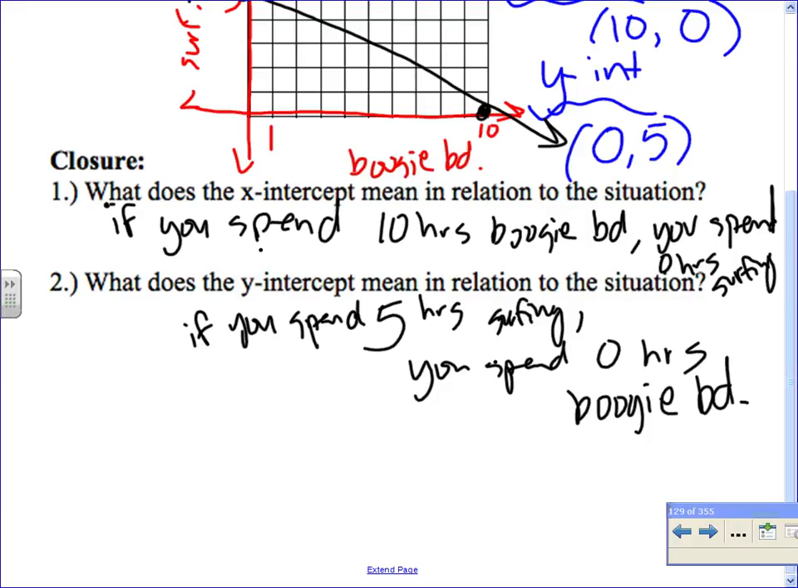boogie board. Now, you can say this differently, but I want you to be able to explain what the x and the y-intercept means in regards to a problem. I don't want you just to be able to figure it out. I want you to do more than that. Okay, Doug, is this a question? Okay, Mary, question? Good.